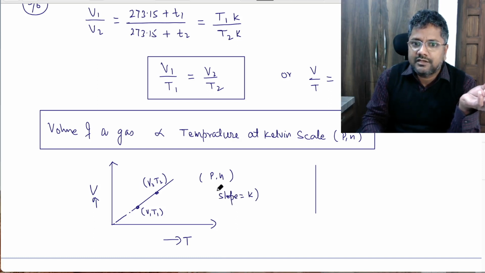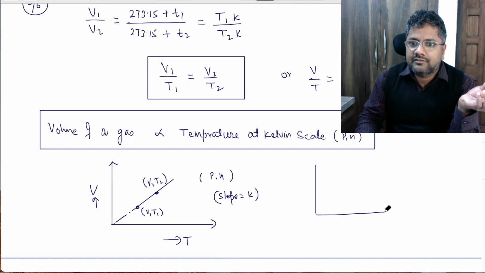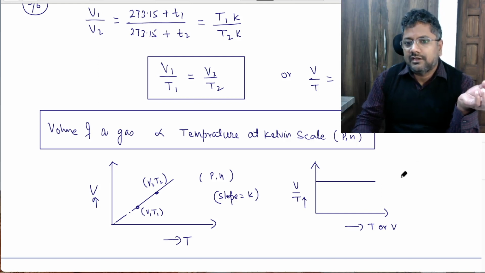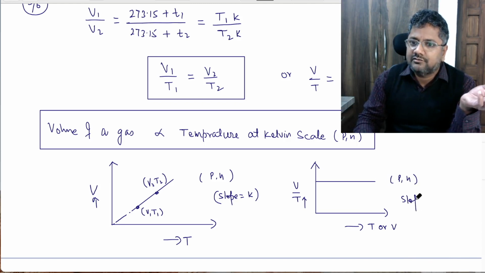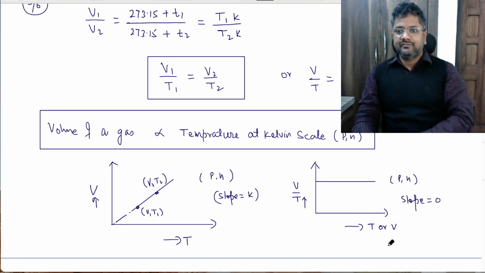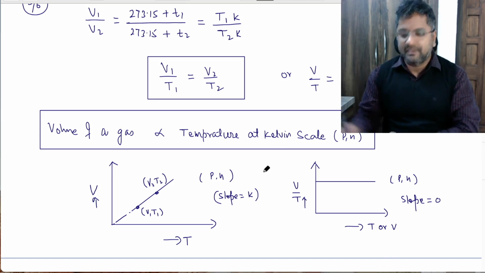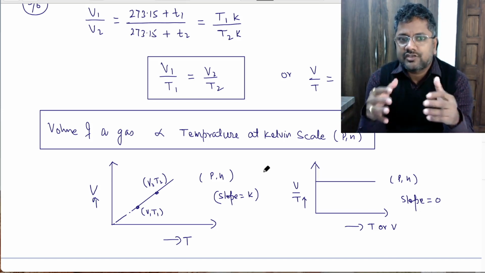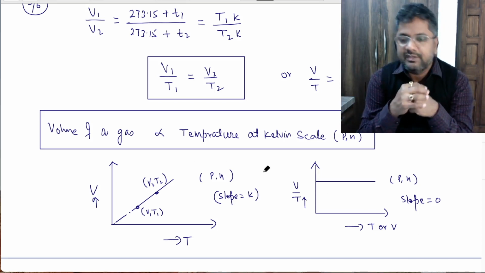Slope is equal to K. And here, if you take V by T versus T, or V versus T, you will get this type of plot, and P and N are constant, and this time slope is equal to 0, right? So these are the different plots in Charles law. So Charles law tells about the relation between volume and temperature at constant P and N.